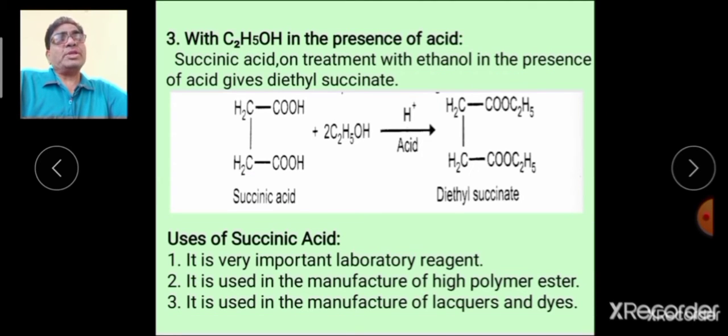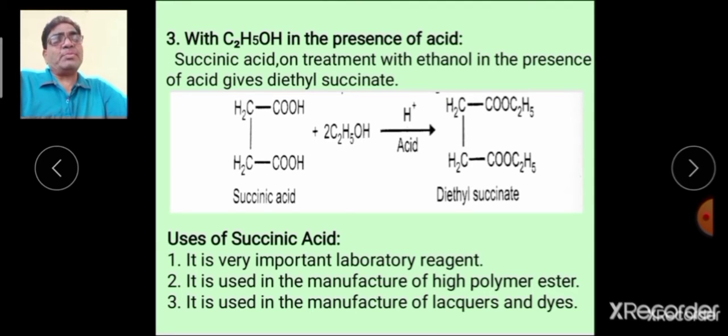Then action with ethanol in presence of acid. Of course, acid on treatment with alcohol gives ester, and therefore with ethanol succinic acid gives diethyl succinate, that is a diester of succinic acid. Hydrogen is replaced by this ethoxy group.